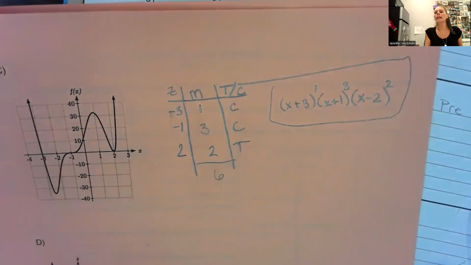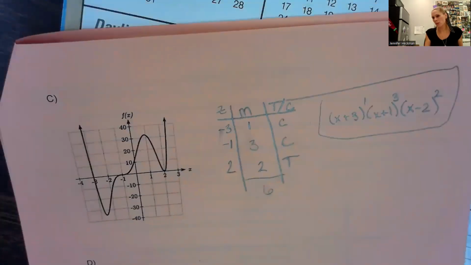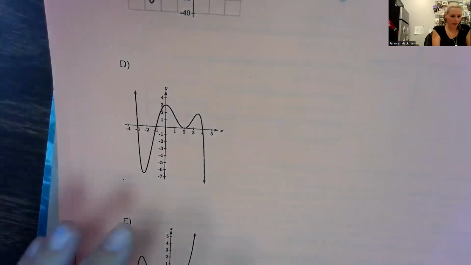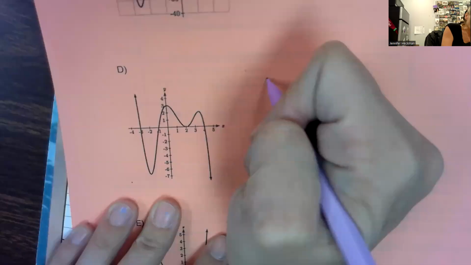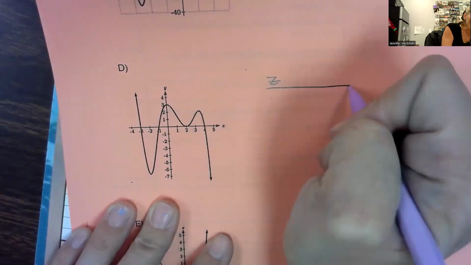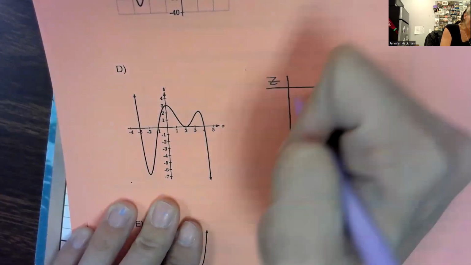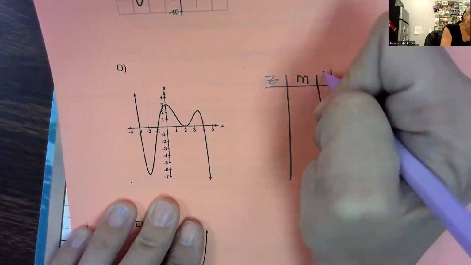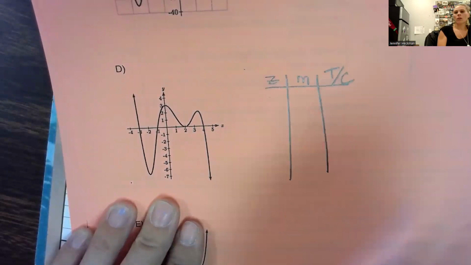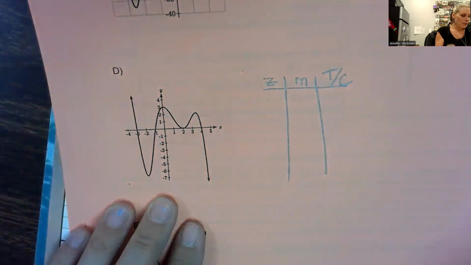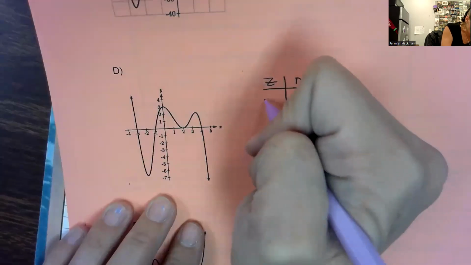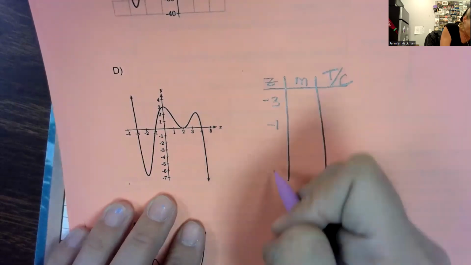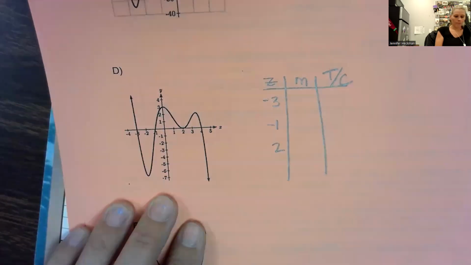If you don't need to make your table, then don't make your table. Totally fine. I'm going to make the table as just a step in between, just to double check on everything. So now we have our zeros, our multiplicity, and our touch or cross. Let's label our zeros first. So I get -3, -1, and 2.